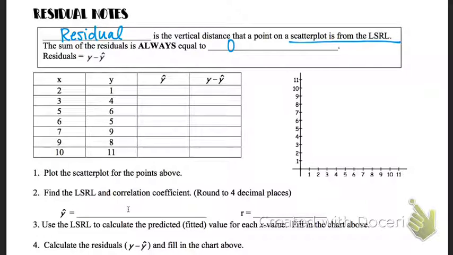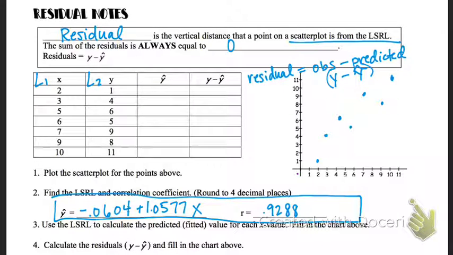So in your list 1, I want you to put your x's. And in your list 2, I want you to put your y's. Then I want you to fill out this y hat. So find the LSRL and the r. And then I also want you to plot your scatter plot. So 3 things. Did everybody get that?